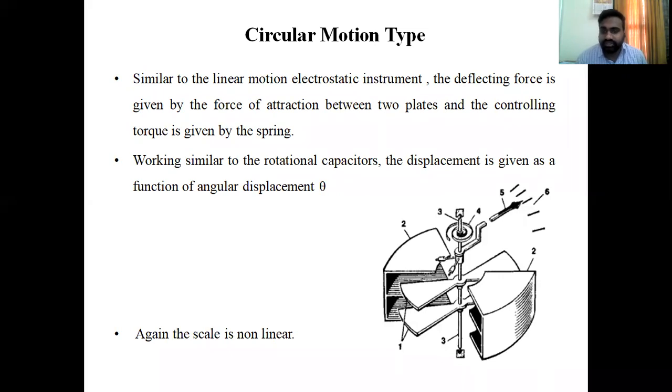Controlling torque is achieved with the help of the spring. See, this is the spring. Of the two plates, one is a fixed plate and the other is a movable plate. This is the fixed plate, and this is the movable plate. This is nothing but the spring, and this is the spindle connected needle.